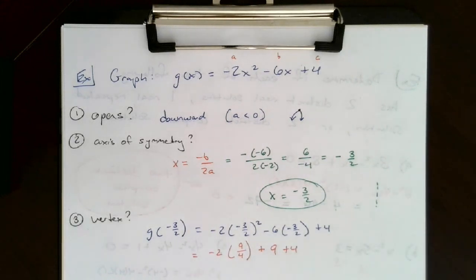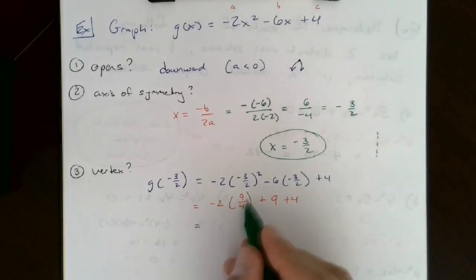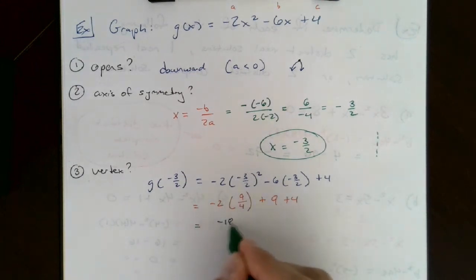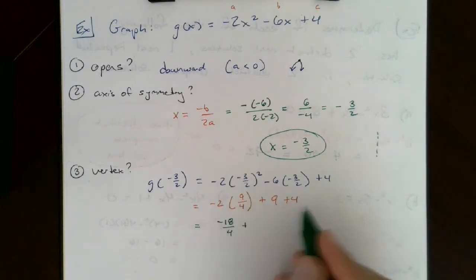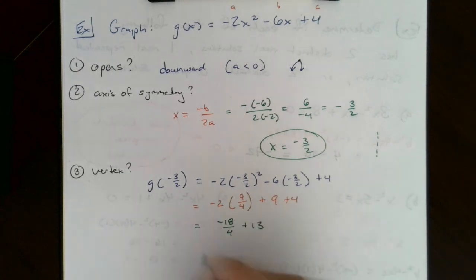And simplifying here, this will be -2 times 9 divided by 4. -2 times 9 is -18 over 4, plus 9 plus 4, I can add together to get 13. Simplifying -18 over 4, that reduces by 2 in the numerator and denominator to give me -9/2 plus 13.